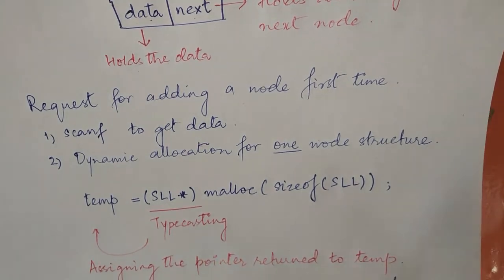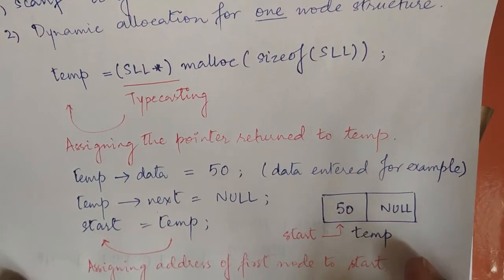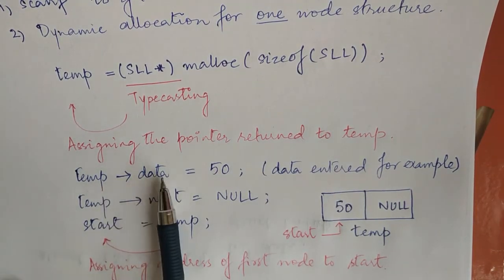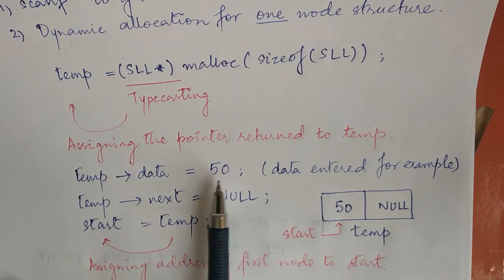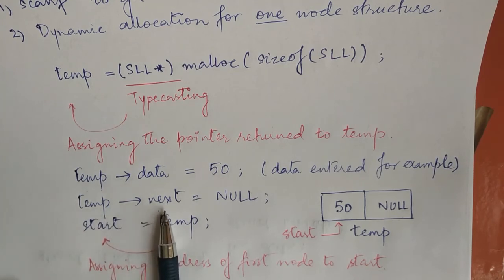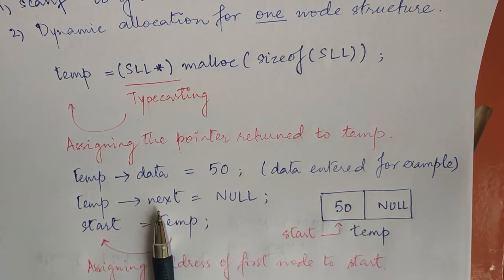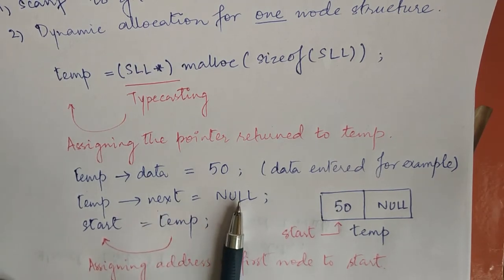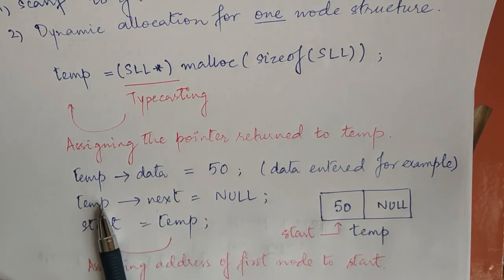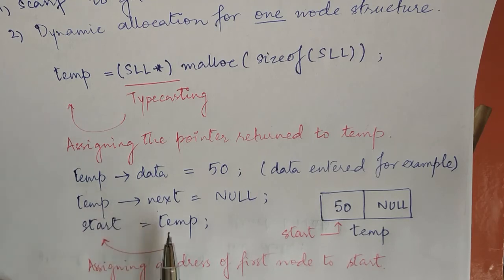Okay. So this is what I do next. I assign the data, let's say it was 50, into the data field, and then since this is the only node in the linked list, there is nothing after this in the linked list as of now, so I will assign null. We say we ground the linked list, so the chain ends there. And now temp is a pointer. It holds the address of the first node.